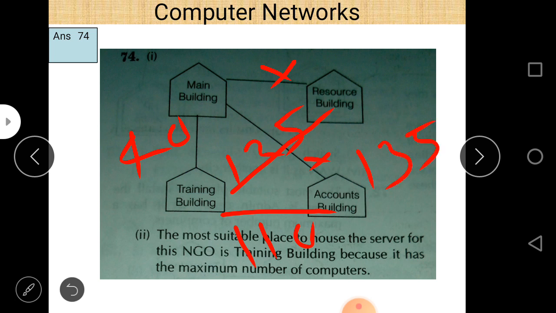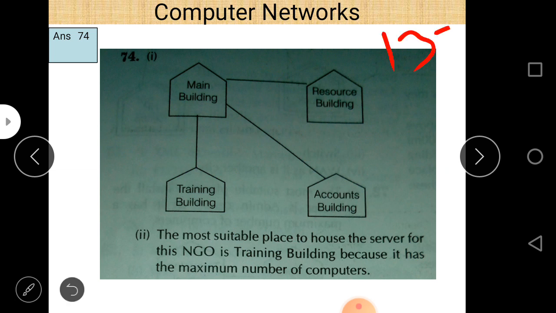Training building is directly connected to resource building, account building and main building, and resource building is indirectly connected to account building using training building, and main building is indirectly connected to account building using training building. So length is 135 meter, and for the answer which is given, let us check the length of cable. Our second option is 135 meter.